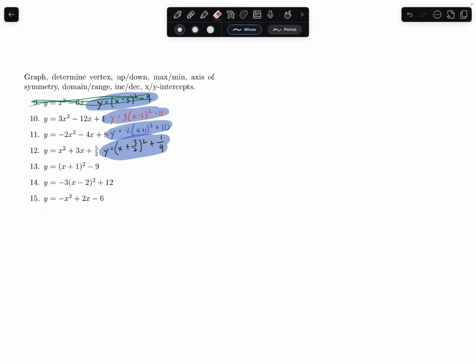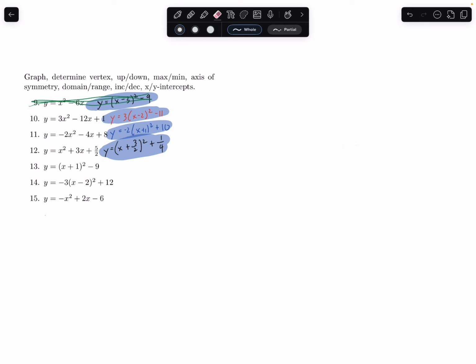Okay, that's 2 down, and a bunch more to go. So number 11, start with the graph. Graphing part, it's pretty easy. This time, it's x plus 1 squared plus 10. Plus 1 means you're actually at negative 1. And then plus 10 is plus 10. So 1, 2, 3, 4, 5, 6, 7, 8, 9, 10.